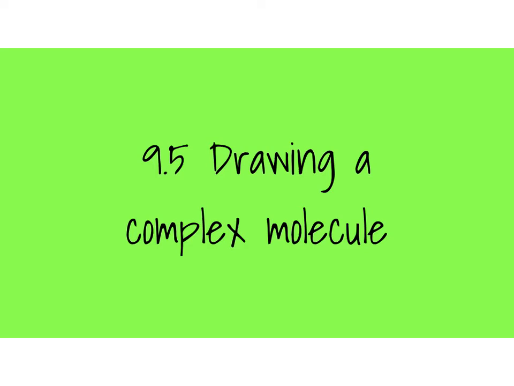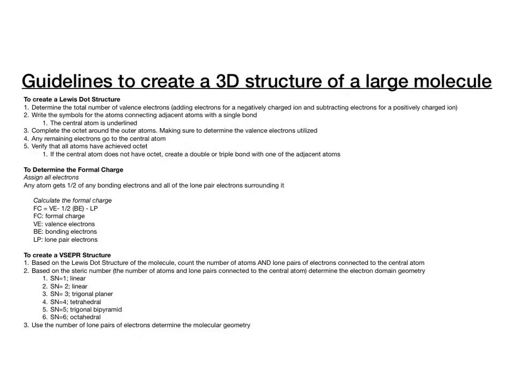In Chapter 9, Part 5, Drawing a Complex Molecule, we're going to look at drawing something where there isn't just one central atom. So the first thing we want to do is look at these guidelines, and they're really long, but basically it combines the guidelines to determining a Lewis dot structure, how to calculate the formal charge, and how to create a VSEPR structure. And so we can look at all of these and think about how we can use this information.